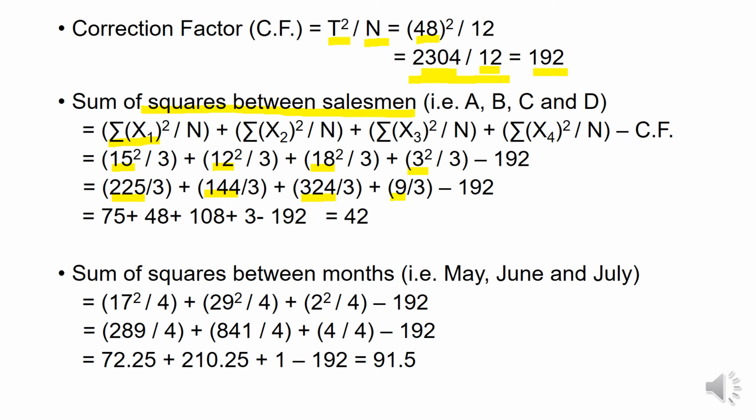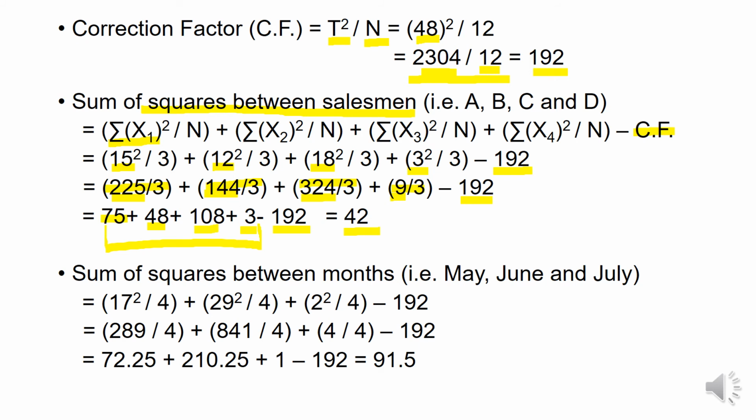When 225 is divided by 3, it leads to a value equivalent to 75, and 144 divided by 3 is equal to 48, and 324 divided by 3 is equal to 108, and 9 divided by 3 is equal to 3. Students, please note that while calculating the sum of squares from the additive part, the correction factor will get reduced. The correction factor is equivalent to 192, which we just calculated recently. So when 192 is subtracted from this additive component, we get a value equivalent to 42.